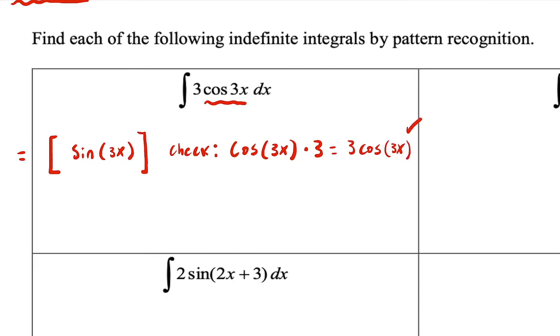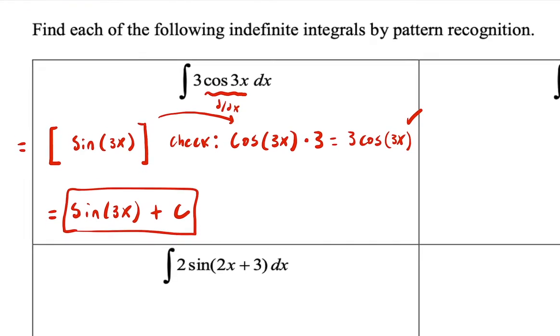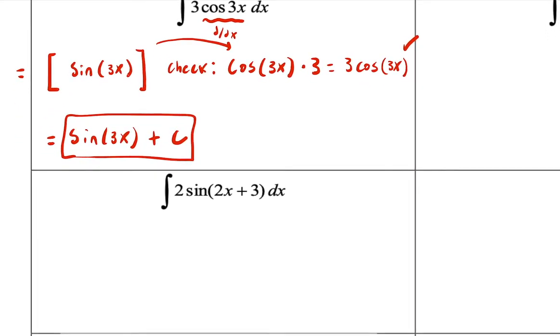This one does work, because what's happening here is I'm taking the derivative with respect to x, and it works. So my answer is the sine of 3x plus c. That's my final answer there. But it's not always going to work out that cleanly. So let's try this one here. Again, you always have to guess and check.